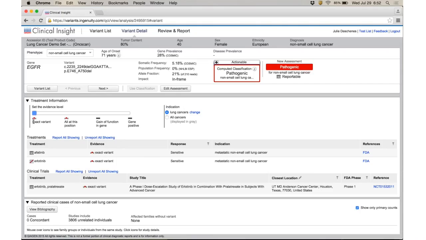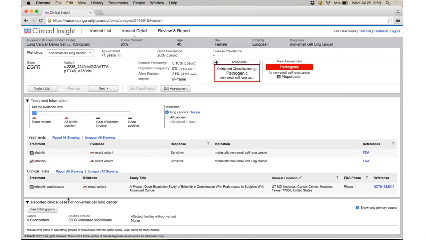But let's first take a look at the exact variant, or level 1, treatment and trial. We can see here that for EGFR, there are two treatments available for this particular variation. The evidence is exact variant, so this treatment is really exact. The effect of that treatment is sensitive, so if you have that variation, you are sensitive to that treatment. This is the indication, and this is the references. Currently, the references for exact variants for that specific drug are only approved by the FDA at this point. So you have that information here.